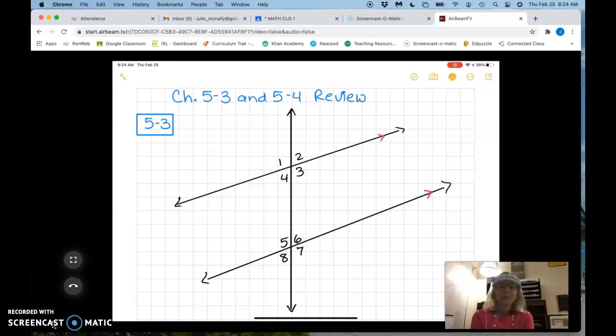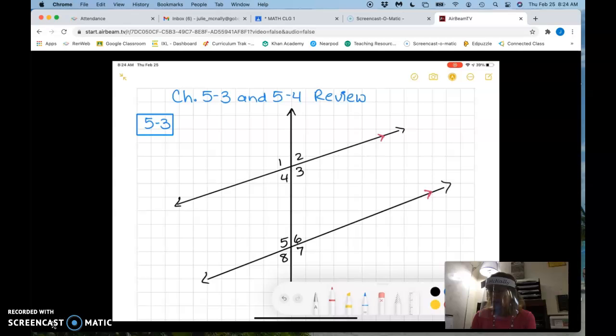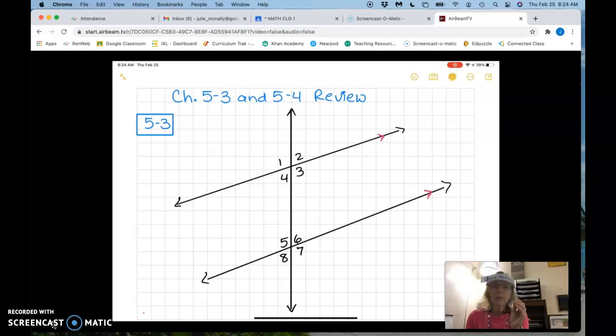Okay, so we're going to finish reviewing for chapters 5.3 and 5.4 because your test is tomorrow. Today we're starting with 5.3, which is parallel lines and transversals. When we have these parallel lines and transversals, we have all kinds of different angles that relate to each other. The first thing you need to know is that there's only going to be two different measures in these charts. When you see these drawings, there's only two different degrees.